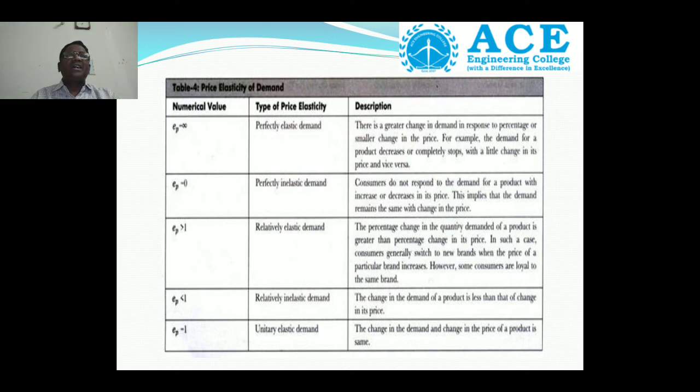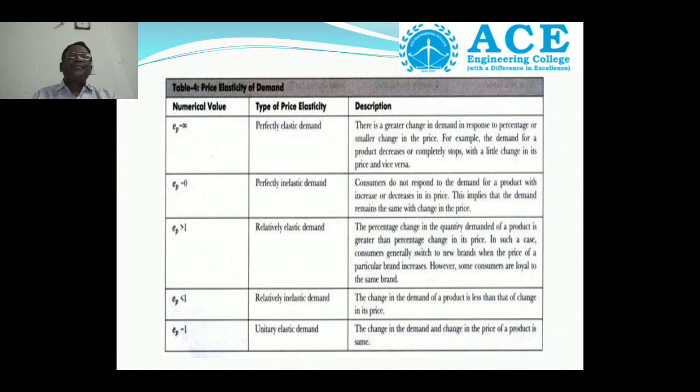That means the consumers do not respond to that particular product, whether the price increases or decreases; the demand remains the same with a change in the price. We call it perfectly inelastic demand. What is the numerical value? 0. What is the curve shape? Vertical to the Y axis.